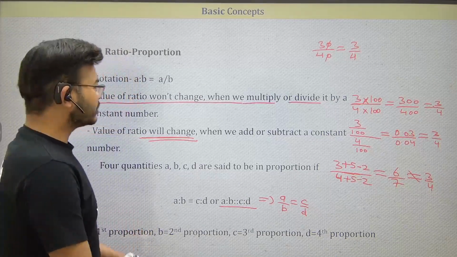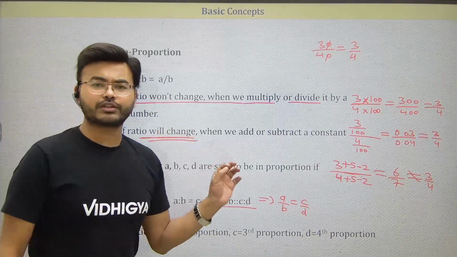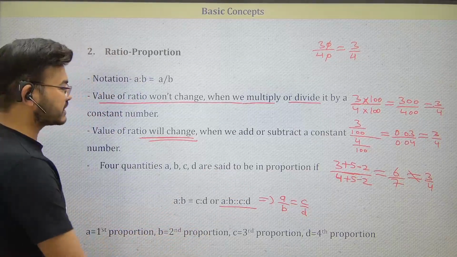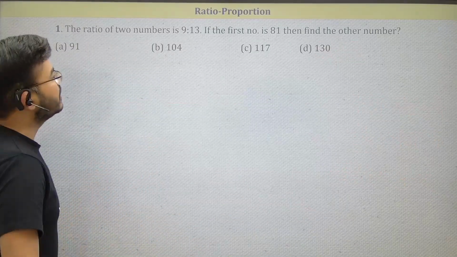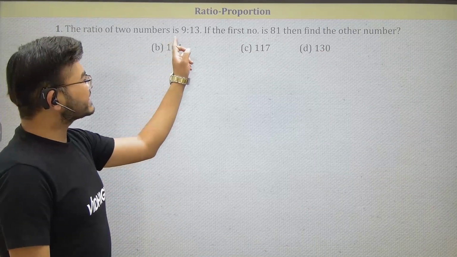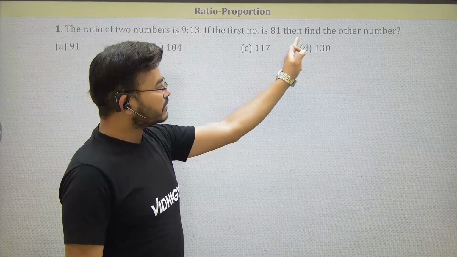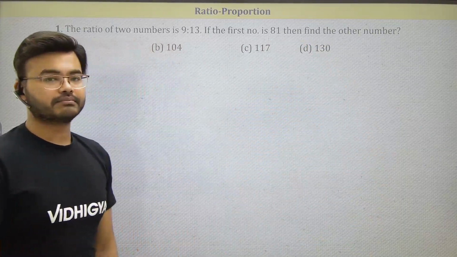Okay. So these are the basic concepts related with ratio and proportion. Now let's try to solve some questions based on these particular concepts. The ratio of two numbers is 9/13. If the first number is 81, then find the other number.